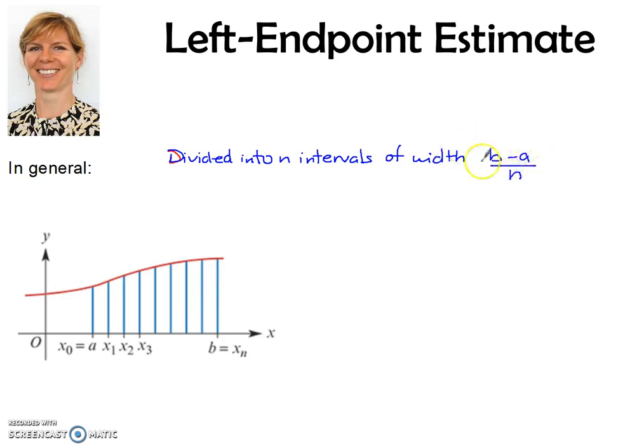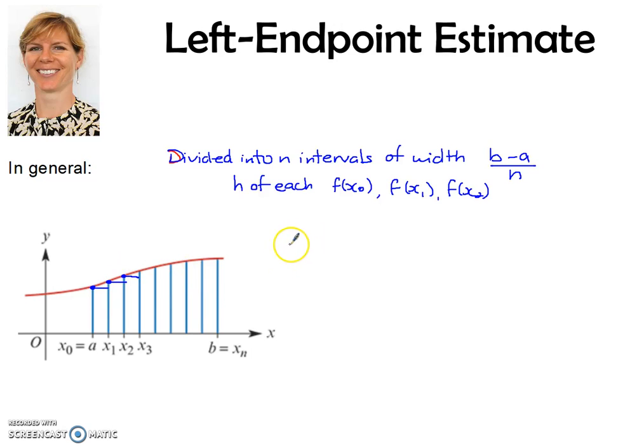Okay, so that's the width of each column, and the height of each column will just be the value of the function at that point. So it'll be f of x naught for the first one, then f of x1, and then f of x2, etc. We start with f of x naught because we're doing a left point estimate, so the left point of each column is on the curve.